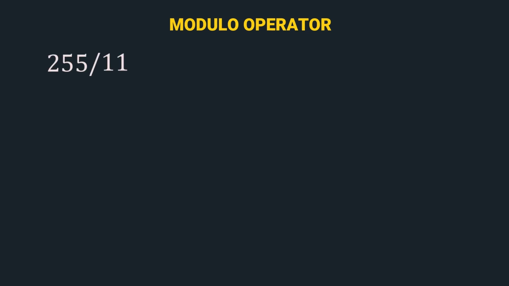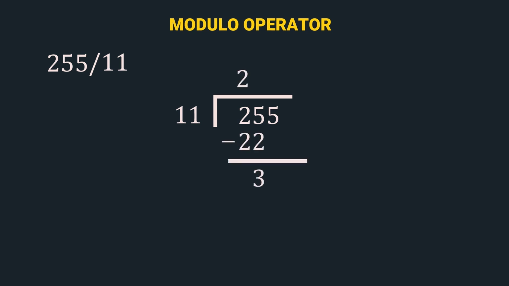Consider the following example, which is 255 divided by 11. So let's perform the division operation. We take 255 here and 11 on this side. Then we do 11 2s are 22. We subtract this, we get 3. Then we take the 5 down and then we do 11 3s are 33. And then we subtract this and we get 2. Since 2 is less than 11, we stop the operation here.